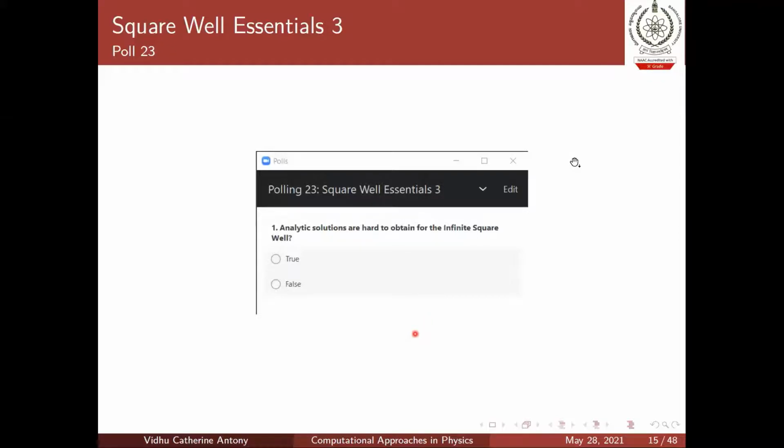Analytic solutions are hard to obtain for the infinite square well. Is it true or is it false? The answer is false. You guys must have heard that it is hard to obtain analytic solutions for the infinite square well. We have been discussing the finite square well. You can use graphical or numerical solutions for the finite square well. Okay, so let me just make this a bit clear for you guys. Stop sharing results, and let me just close the poll.